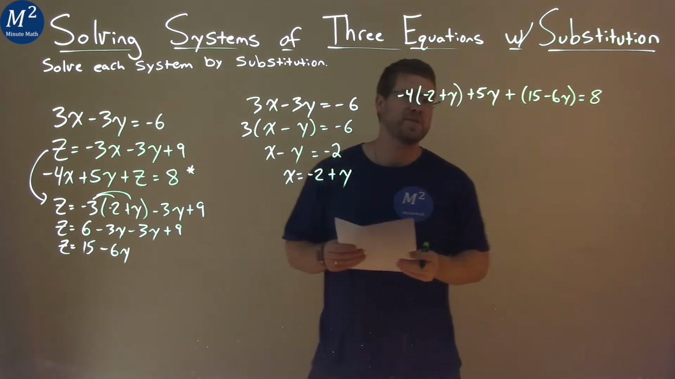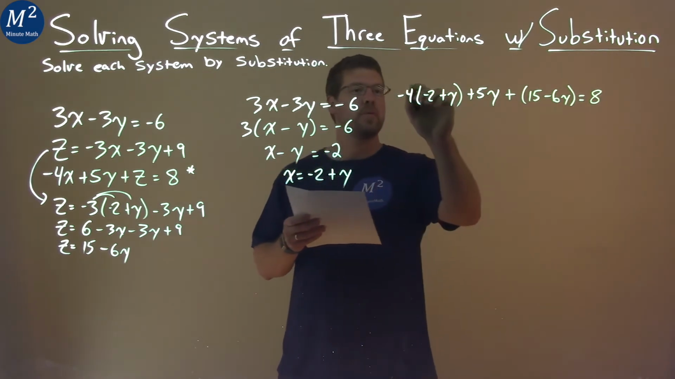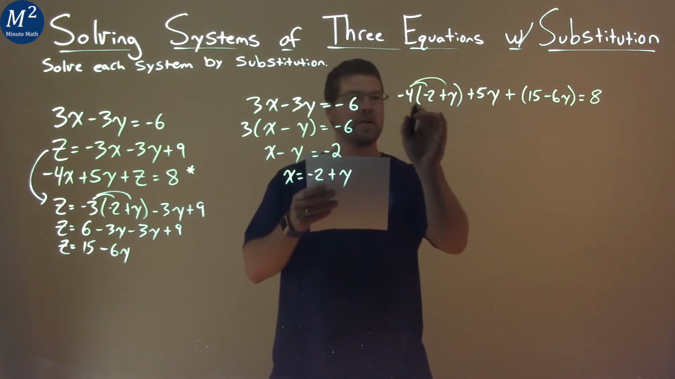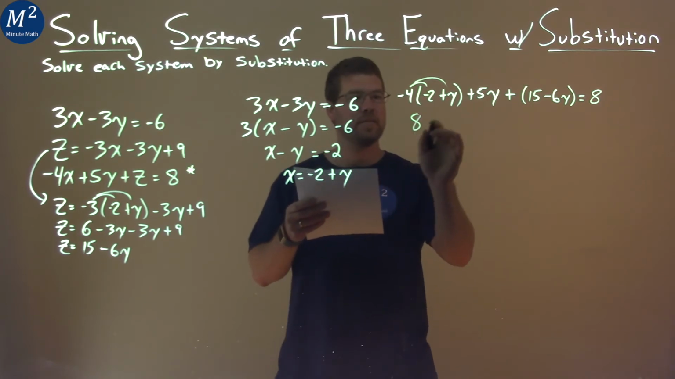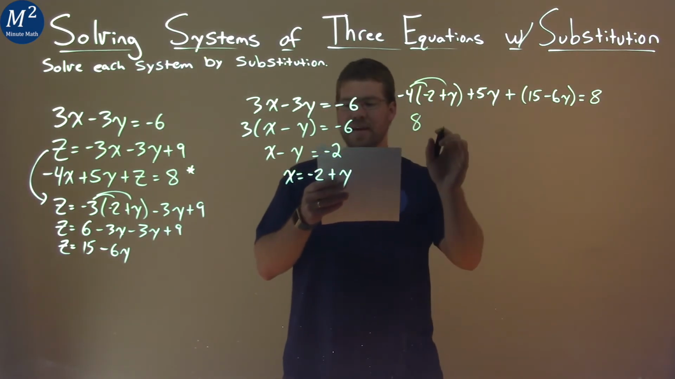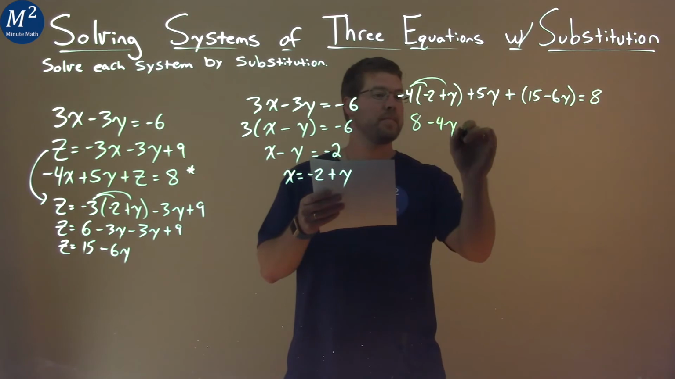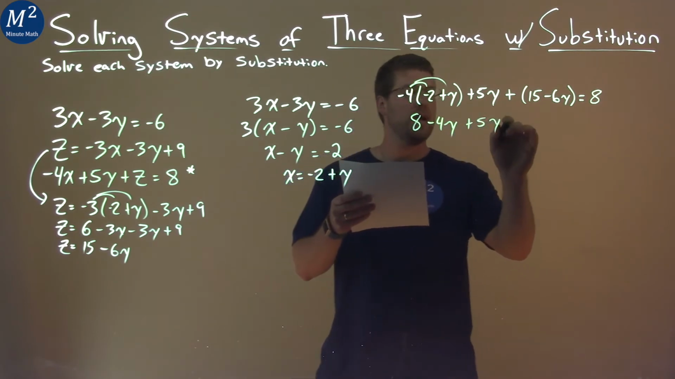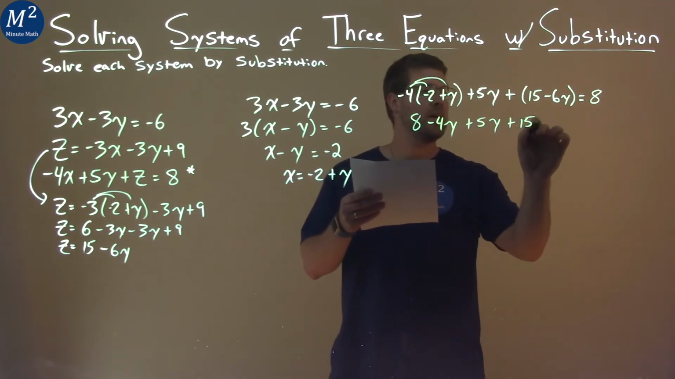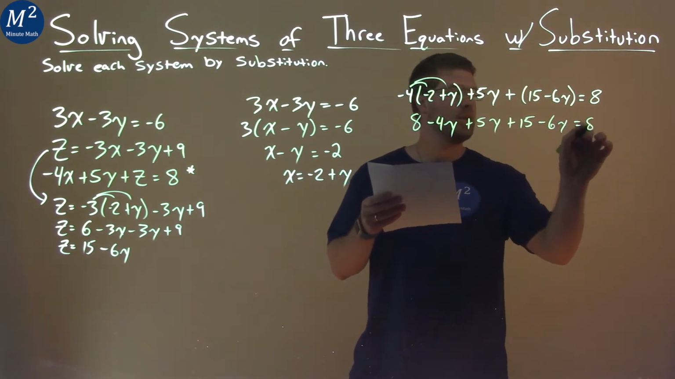From there, we want to simplify. Distribute the negative 4 to both parts: negative 4 times negative 2 is a positive 8, and negative 4 times y is a minus 4y. The 5y comes down, and then we have the 15 and the minus 6y here, equals 8.